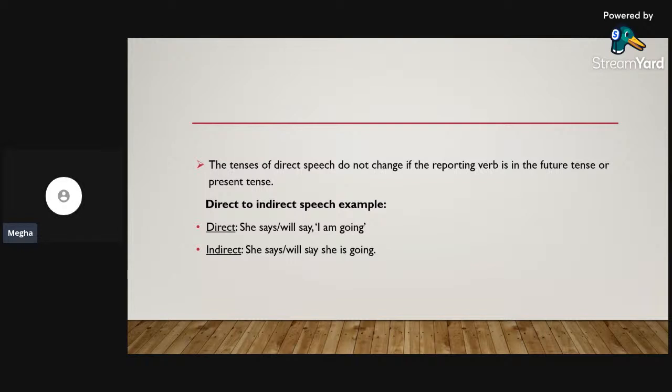It's in present or future tense, correct? The reporting verb, which is says or will say, is present or future tense. So for indirect speech, you don't have to change the tense at all. She says she's going, she will say she's going, either of them. You can see how the tense does not change in the indirect speech. So that is a condition: if the reporting verb is in present or future tense, then you don't have to change the tense when converting it to indirect speech.